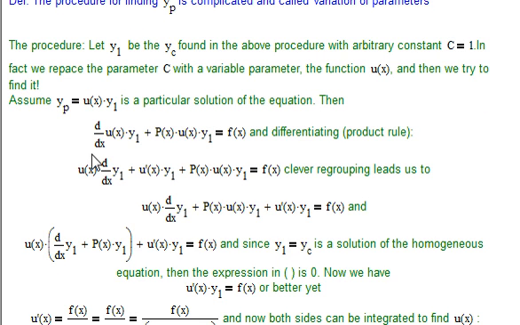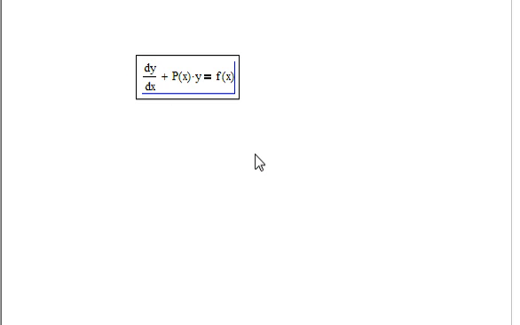Well, it turns out that if you just plug that into the original equation, see, there's the f of x, so this is not the homogeneous. This is replacing our y. This is replacing our y, so the derivative of y plus p of x times y equals f of x. And you may recall, that's the original function.